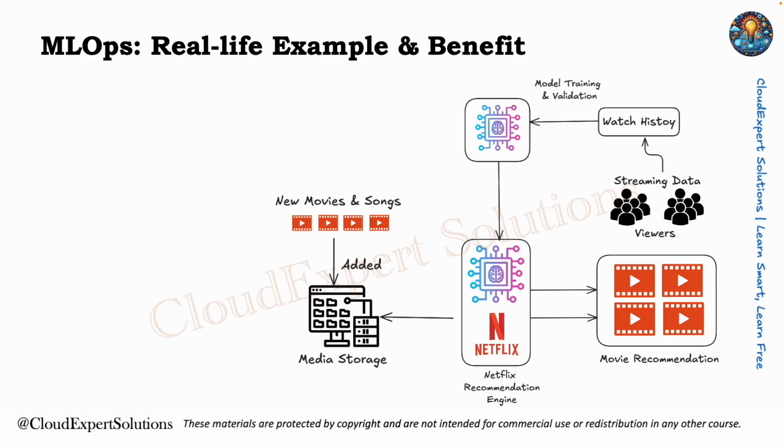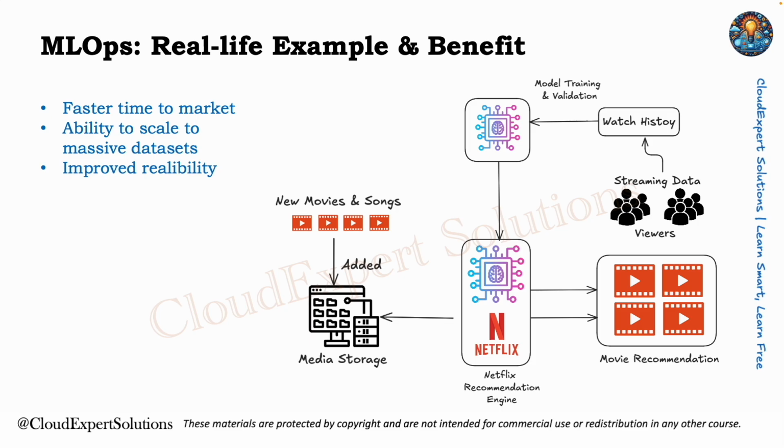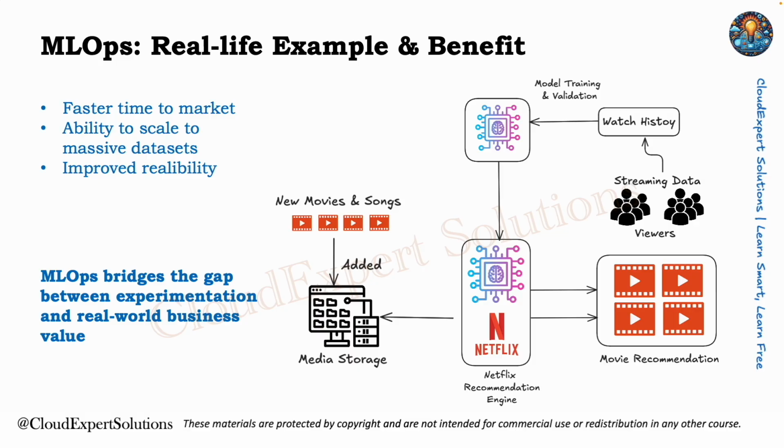In terms of MLOps benefits, with MLOps, organizations can deploy models faster, collaborate better across teams, and reduce risk from errors or inconsistencies. It ensures continuous improvement of models. It allows scaling to massive datasets and provides confidence that the model is reliable in production. In short, it bridges the gap between experiment and real-world business value.